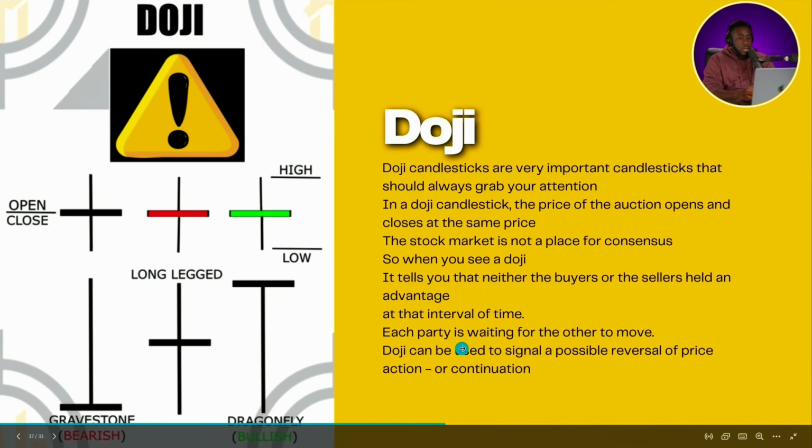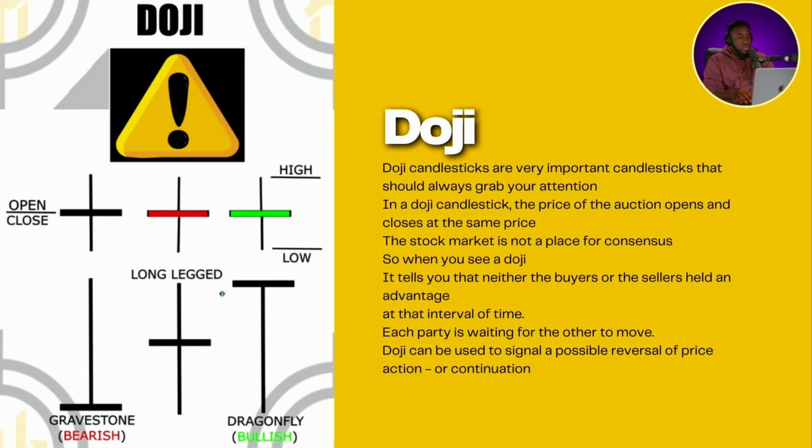As we can see here, our notes say that each party is waiting for the other to move. So we're not too sure. What this means is just to be patient. Wait on the next candle to open up so that we can figure out which way we would be headed.